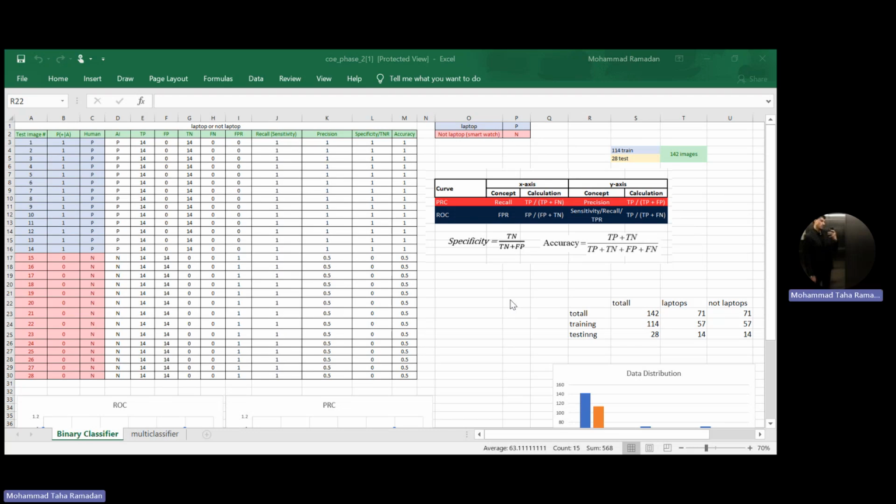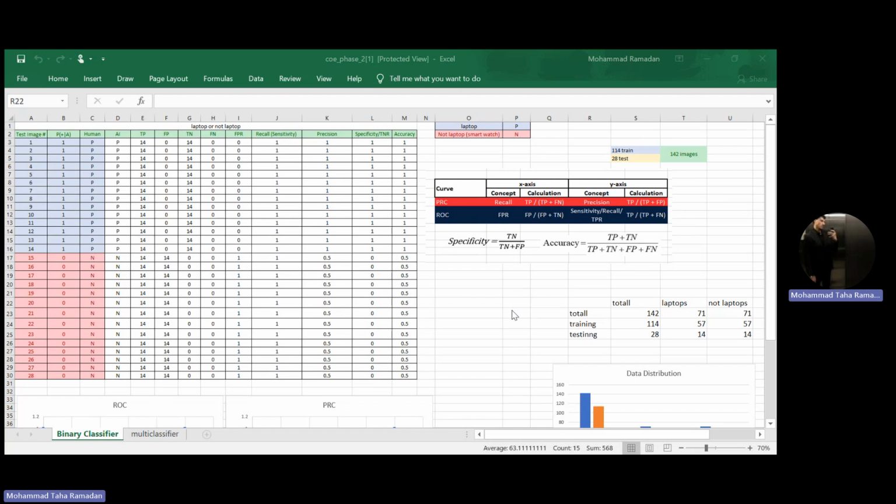In this section, we developed and evaluated a machine learning model that could classify images as either laptops or non-laptops, in this case smartwatches. We trained the model using 114 images and tested it on 28 unseen images. The output of the classifier was compared to human-labeled data to assess its performance.